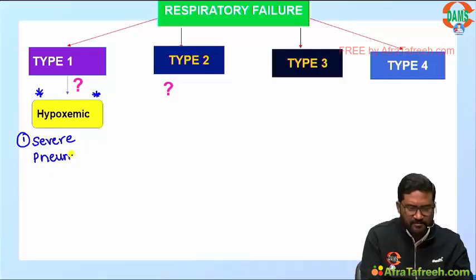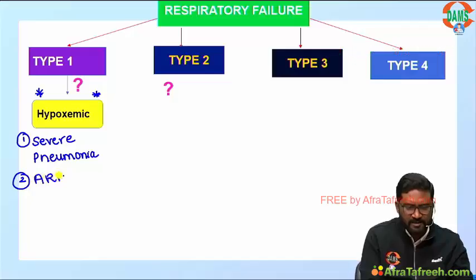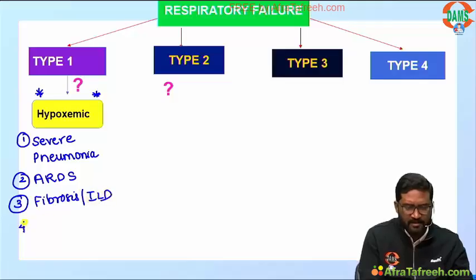These are the causes where there can be diffusion defect or decreased transfer of oxygen. It can be seen in ARDS. It can be seen in fibrosis. All that result in fibrosis, ILD. It can be seen in pulmonary embolism.